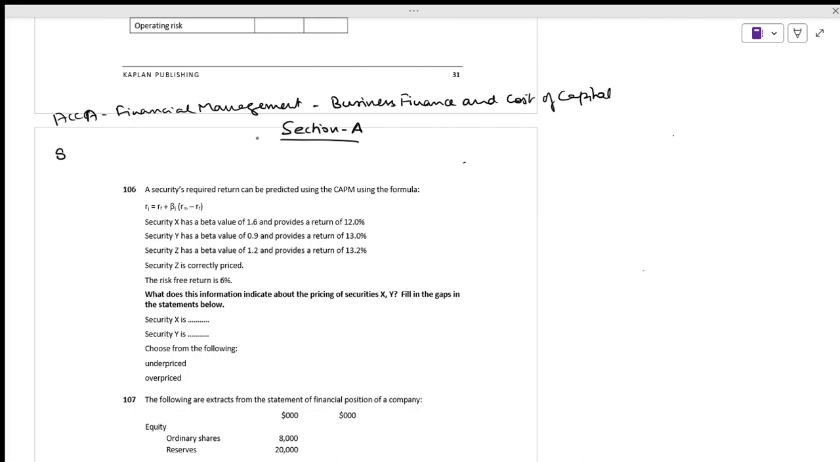It is in a series of 8. The most important thing is that I am doing this only to make sure you follow the sequence and do not get confused. This is with respect to business finance and cost of capital. We have done till 105. Here we are doing till the last. This is 106. Fine, now we will start.